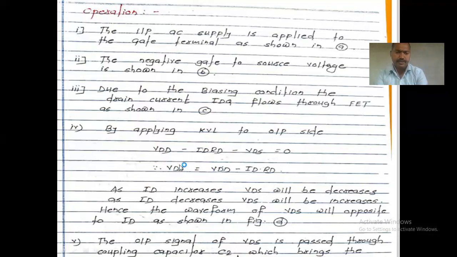See, when the ID value increases, VDD minus ID, right? VDD minus ID. So if the ID value increases, VDS decreases, right? And if the VDS value increases, that indicates the ID value should decrease.